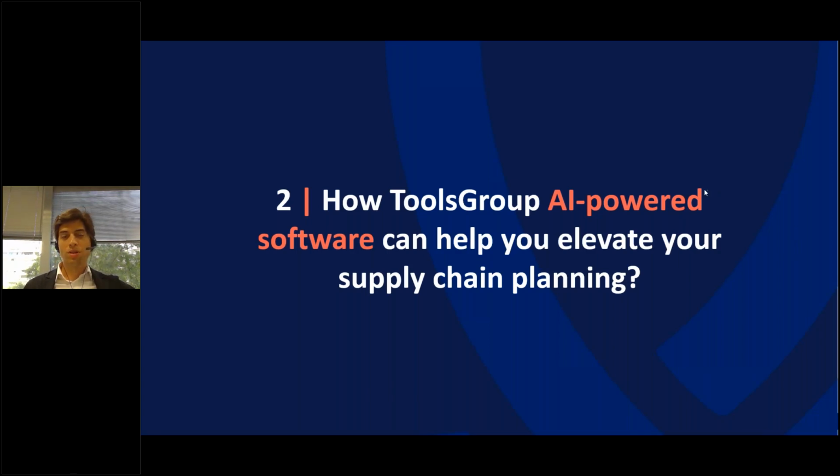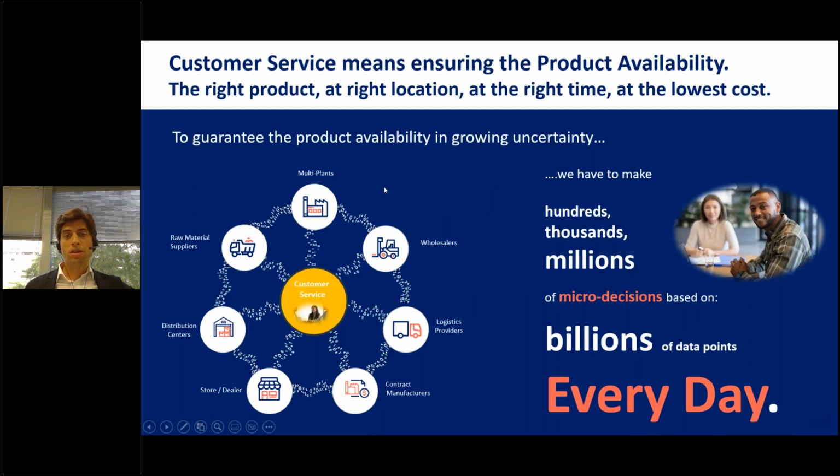So to start with the first question, how can ToolsGroup help you elevate your supply chain planning? Well, first of all, we need to agree on the ultimate objective of a good supply chain. The aim of an effective supply chain is to guarantee customer satisfaction by having the right product in the right place and at the right time. Achieving this goal requires making thousands of micro decisions every day. This is the typical job of supply chain planners.